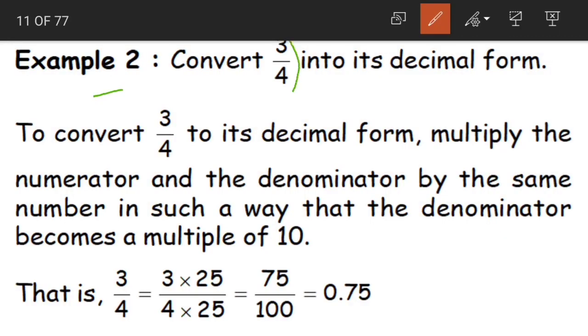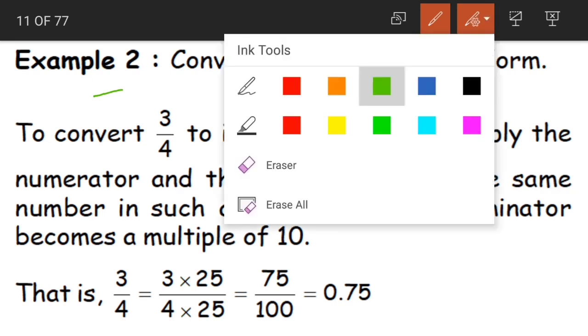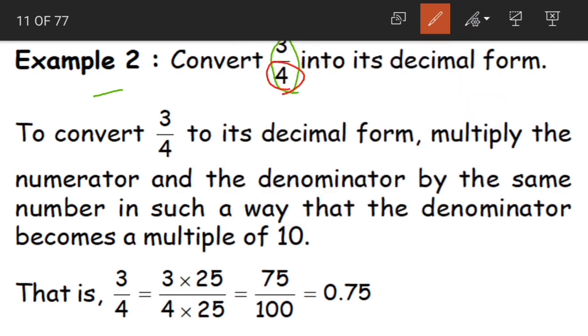Example given here. Convert 3 by 4 into its decimal form. Yes children, we have to convert 3 by 4 into its decimal form. Here if you look at the denominator, it is 4. It is neither 10, 100 nor 1000, so that we can count the number of zeros and put the decimal point. Now how to do this?